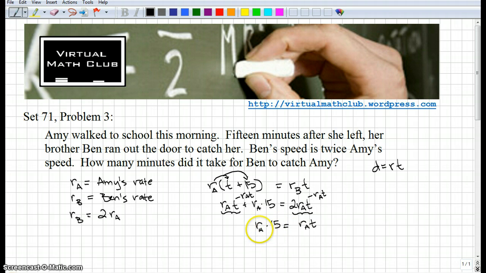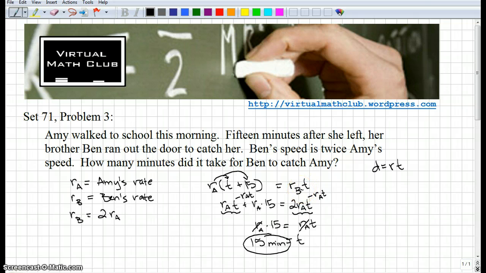And then assuming that Amy's rate's not 0, which means she's just standing at home and not going anywhere, we're going to assume she has positive rate. I can just divide both sides by Amy's rate. And we end up with T is equal to 15 minutes. Okay, it's in minutes because the other time that we used was also in minutes. Alright, so the time that it takes for Ben to catch Amy is 15 minutes, because after 15 minutes Ben and Amy will be at the same position. Their distance from home will be the same.